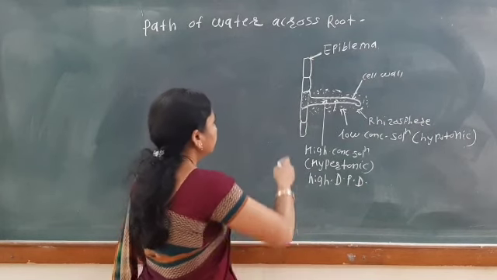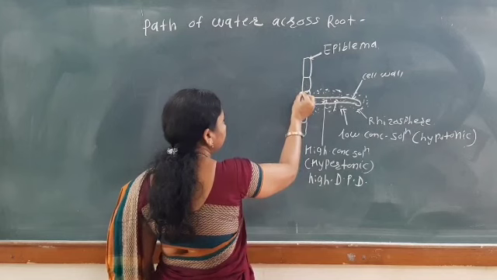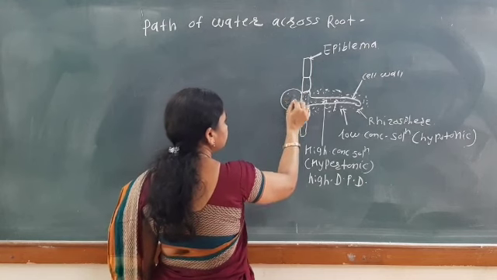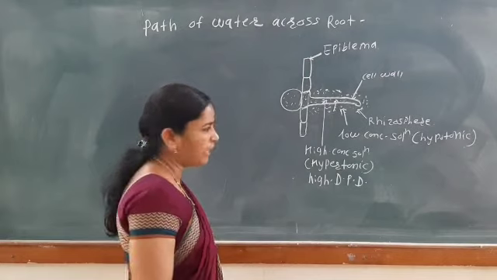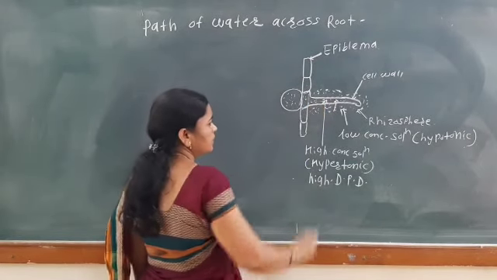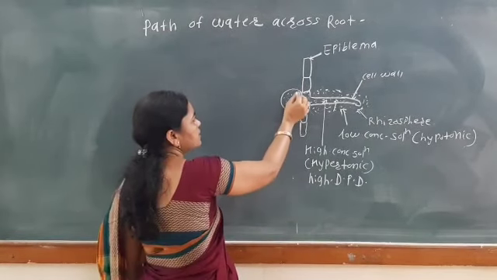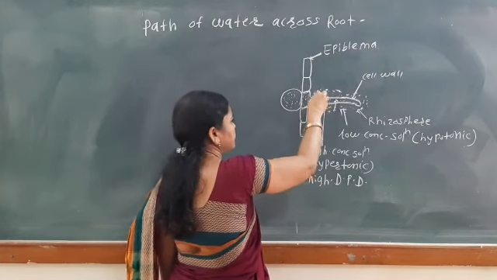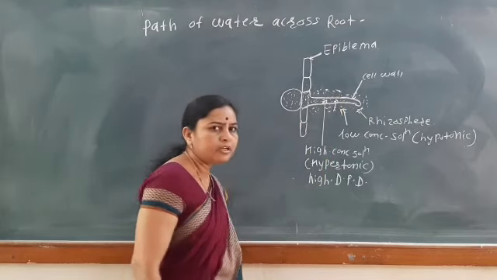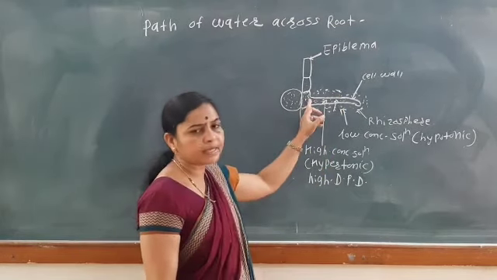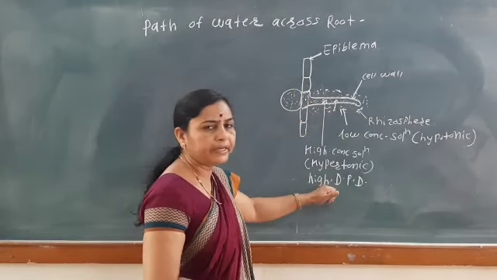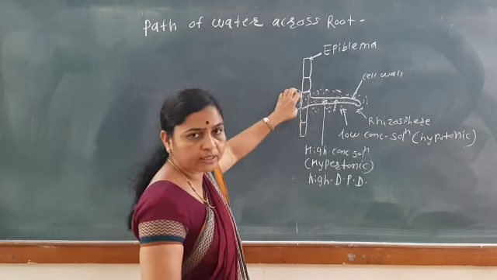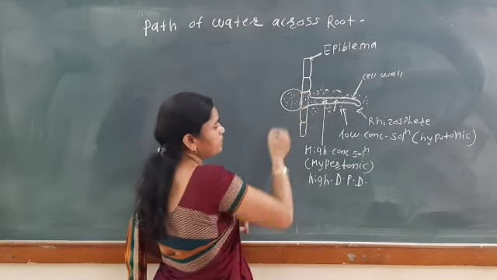Inside the epiblema there are the cortical cells. The cortical cell which is near to the root hair cell has a high concentration as compared to this root hair. Why does it have the high concentration? Because the water enters into the root hair cell along with the cell sap, so the concentration decreases, that is, its DPD decreases. And comparatively, the DPD of this cell is high. So the osmotic pressure is high, and the concentration of cell sap is high.